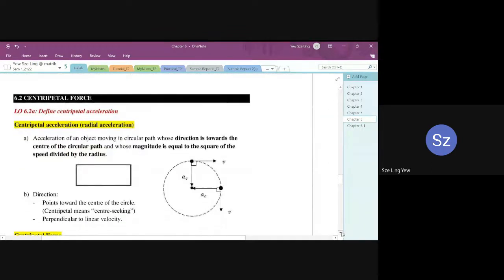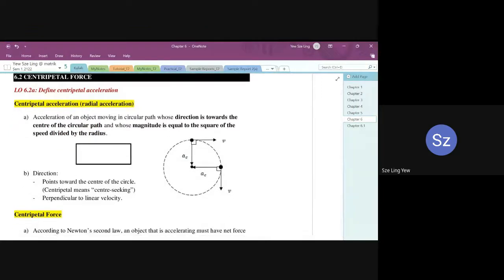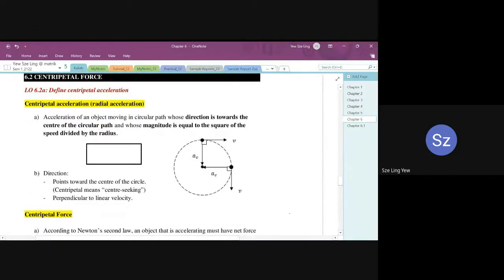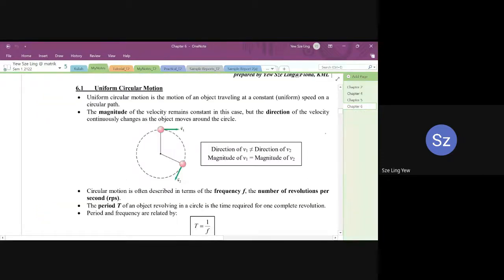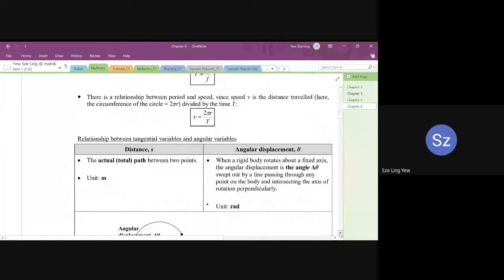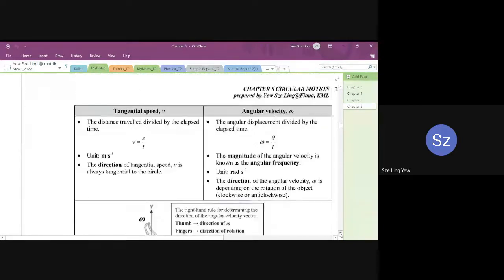Okay, we are done with 6.1. 6.1 is basically the unit conversions and also the definitions. So now we're going to focus on 6.2. Oh yeah, before that, I think there are some things missing in your notes. So what I want you to do is add something into your notes.